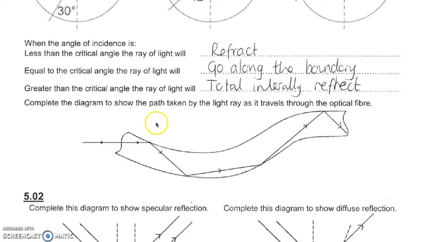So one use of TIR is optical fibers. These can be used in endoscopes in medicine. They can be sent down somebody's body, down their esophagus or something, and we can send a light ray and it acts as a mini flashlight. Okay, and signals can be sent back along it as well.